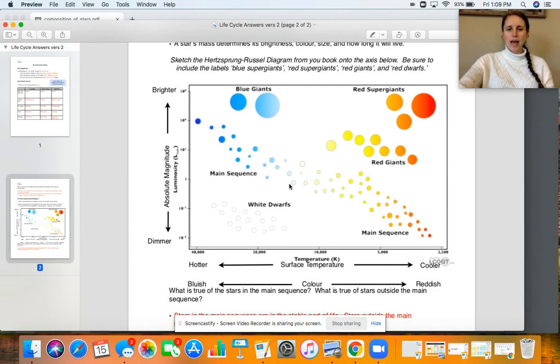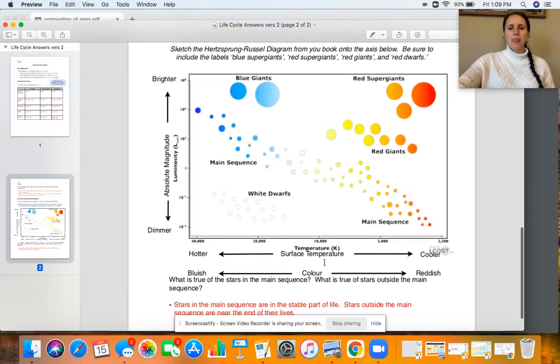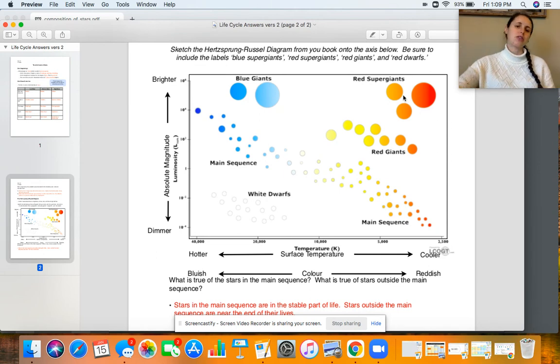So most stars actually fall in this main sequence, but we do have some exceptions over here. So stars in the main sequence are in the stable part of life. Stars outside the main sequence are said to be near their end of the life. So these white dwarfs, these blue giants, these red supergiants are near the end of their lives. That's why they're kind of the exceptions. Whereas anything that's in the main sequence is in the stable part of its life, and it's still got many, many years to live. So that's the life cycle of the stars.